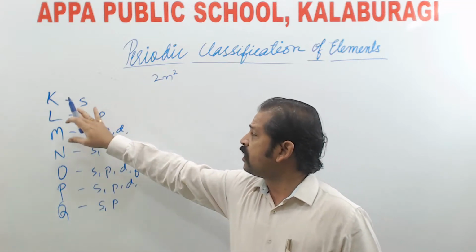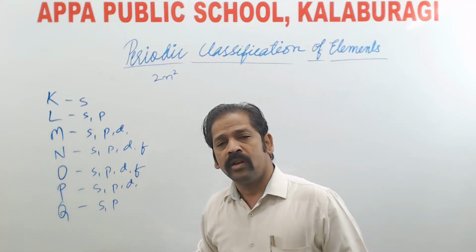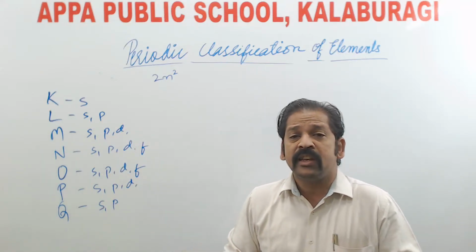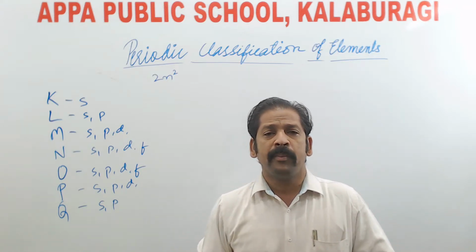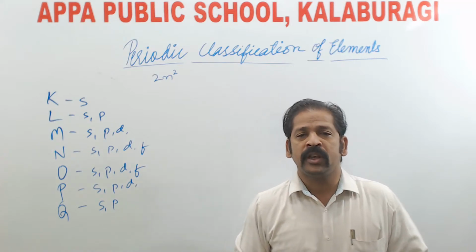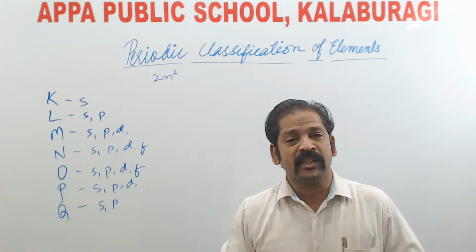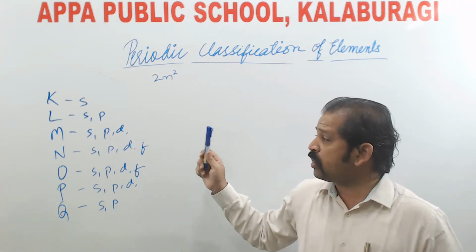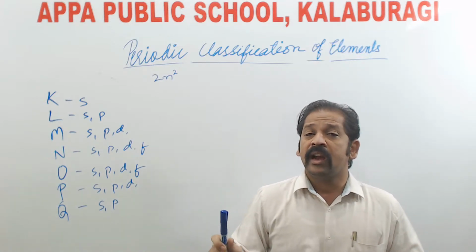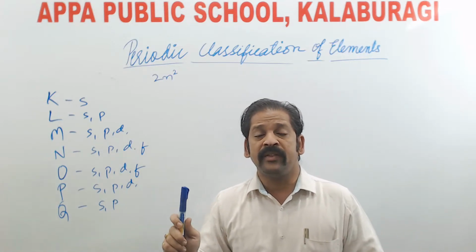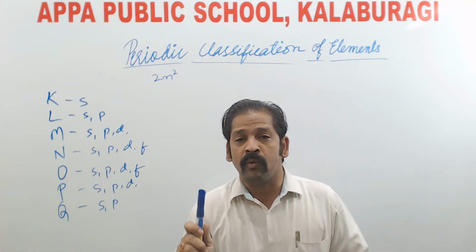Subshells are for the K shell, s is there; L shell, s, p. These are blocks. Blocks are subshells. s is sharp, p is principal, d is diffuse, f is fundamental, on the basis of atomic spectroscopy. This is the most important topic. Whatever topics we discuss in class 9 or 10, especially 10, have a connecting link to class 11 and 12.